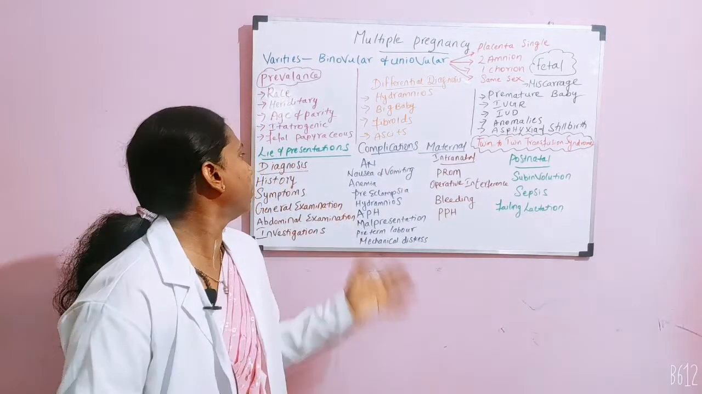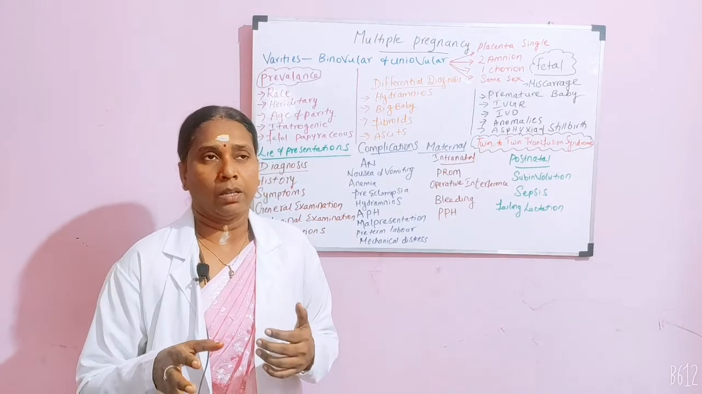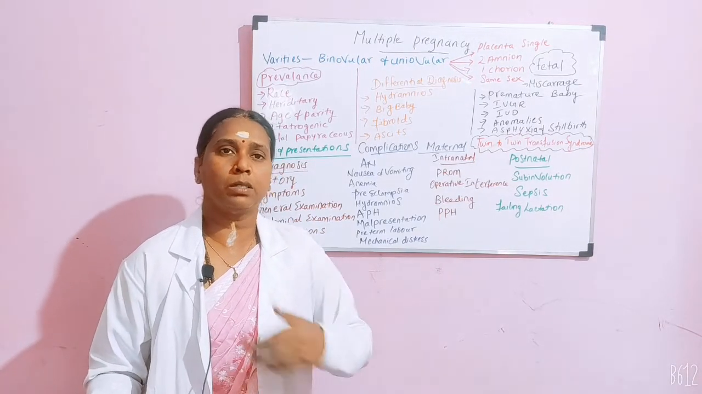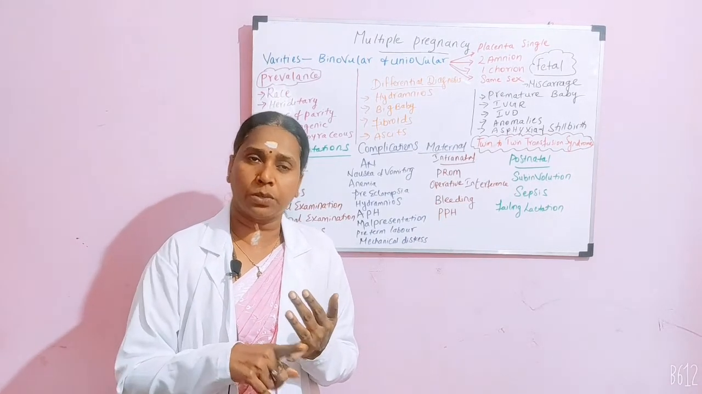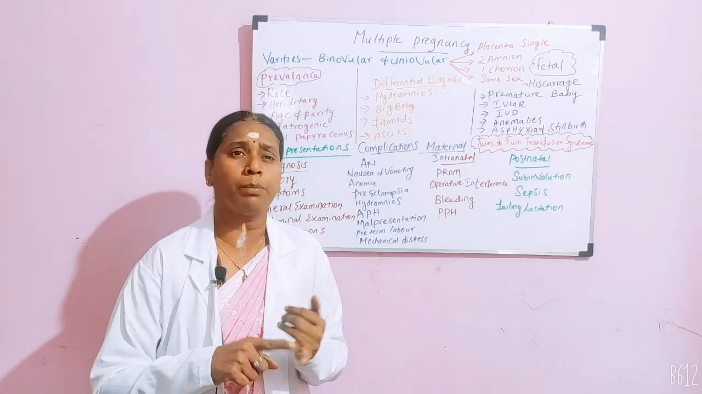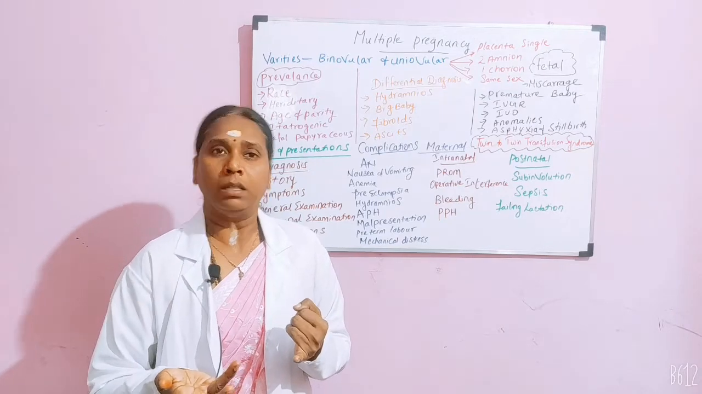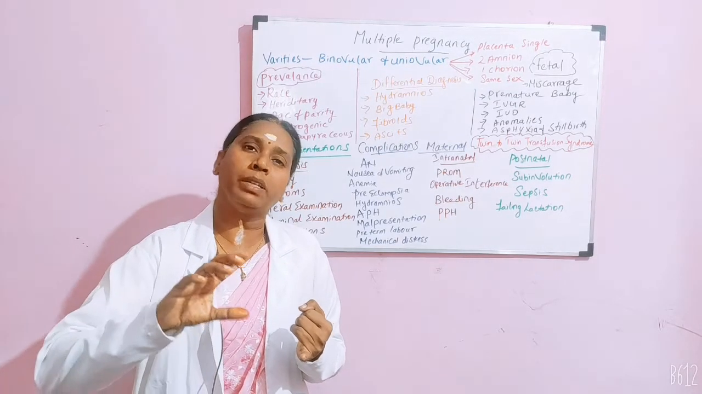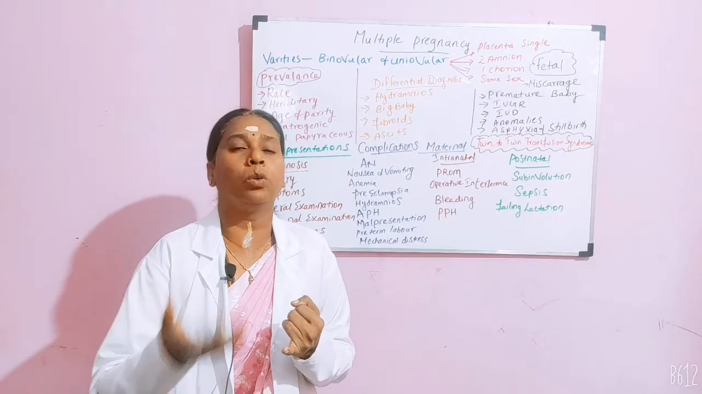So the first thing is with your history collection. When the mother comes to the hospital for the first time, you start collecting the history of the mother. When the mother is telling the history, she usually comments that she is having hyperemesis. Hyperemesis is vomiting more than the normal. Normal vomiting and nausea are present during pregnancy, but hyperemesis is more than the normal.